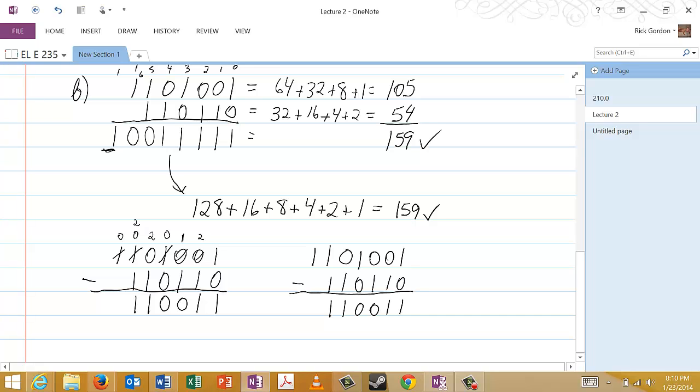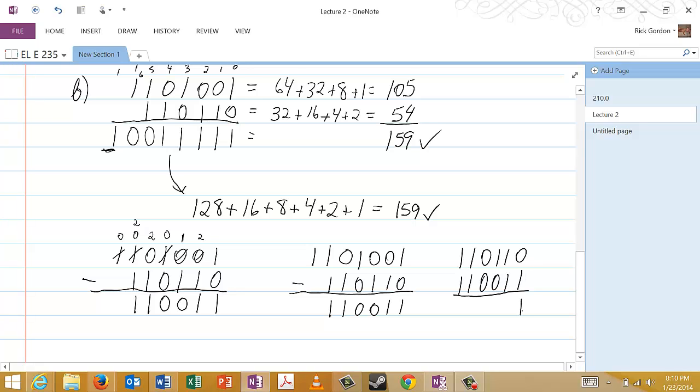Now, I personally believe that the easiest way to check our work here is to simply add the two numbers and see if we add the result and the second number and get the first number. So let's check that and see. So we have 110110 plus 110011. Let's see if when we add these we get the top number.